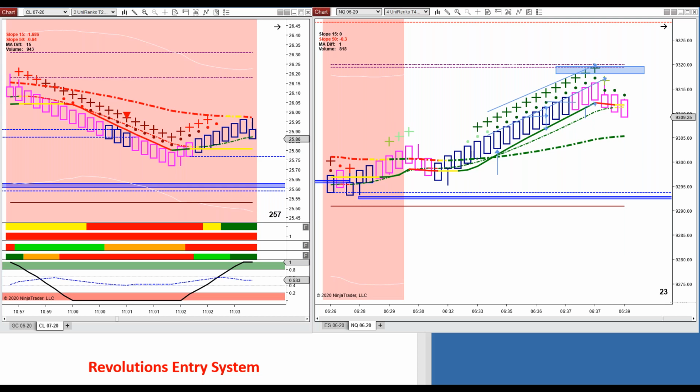Is that a mini chart? Well, this is a regular chart, but the mini charts are the same. You just make or lose less money per tick. They're identical charts.